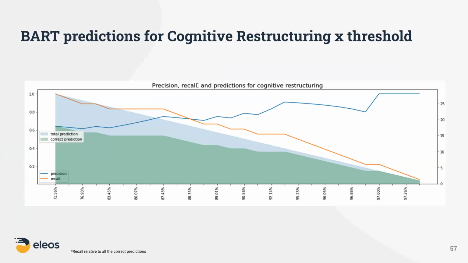This is a nice graph that I like. You can see here the precision and the recall, and the area is total predictions and correct predictions. And on the x-axis, we have the threshold. It's just showing that we can define what we are prioritizing, precision or recall. And we can define a threshold in the BART classifier that gives us the result we want. And then that's more of a product thing, I guess. But we also need to take it into consideration, of course.